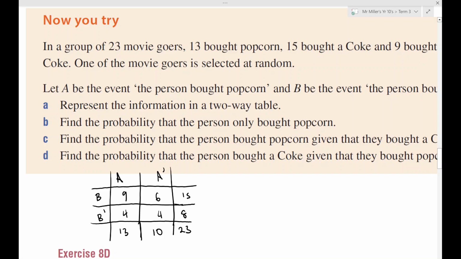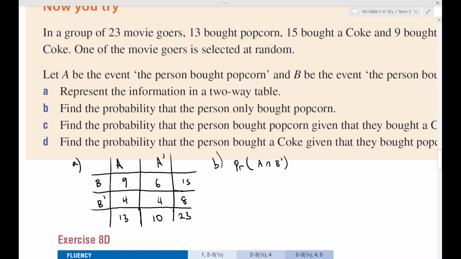So we want to find the probability now that the person only bought popcorn. So this is A, B. We want to know the probability that the person only bought popcorn. So that is A and not B. They only bought popcorn, they didn't buy a Coke. Well, that is going to be this element. So that's 4 out of the total 23.